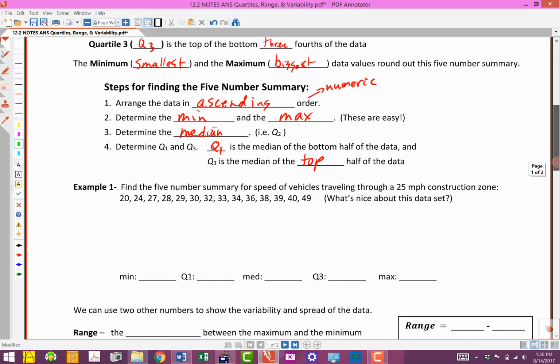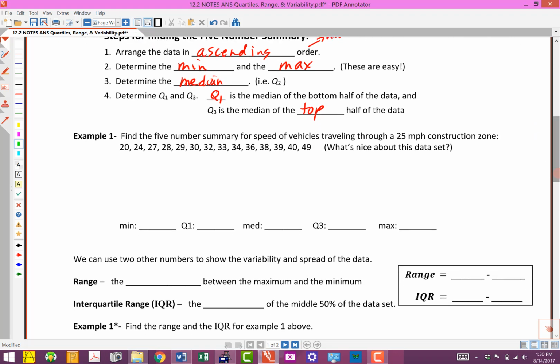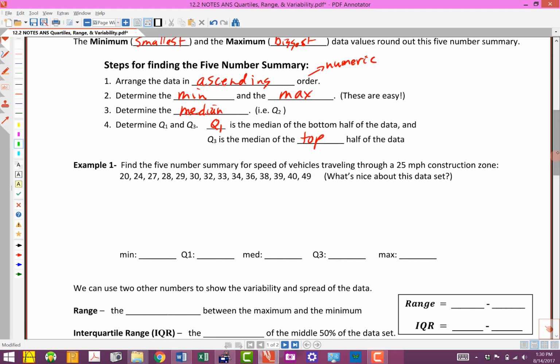So let's come down here and take a look at example number 1. It says find the 5-number summary for the speeds of vehicles traveling through a 25-mile-per-hour construction zone. So somebody sat out with a radar gun, maybe a police officer, and they said, okay, the first one's going 20 miles an hour, next one 24, 27, and so forth. Now, there is something nice about this data set. Do you notice what it is?